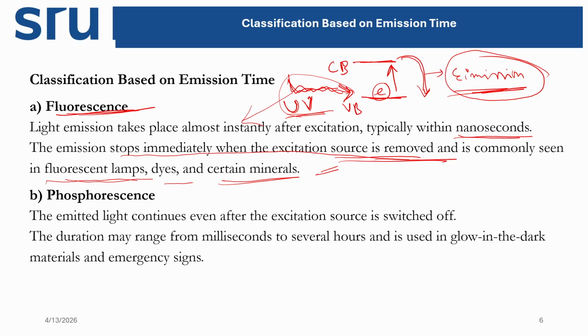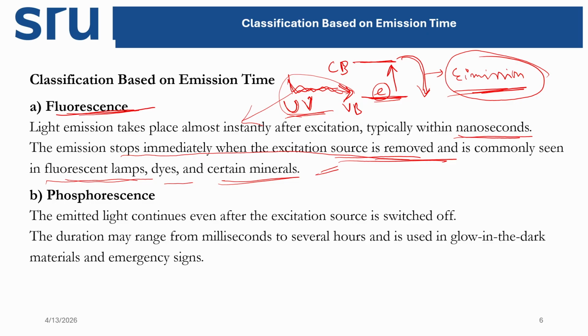This kind of behavior you can observe for fluorescent lamps or dyes, and it is also observed in certain minerals. So let's say we have excitation of the materials. Due to the excitation we have the luminescence property, and when the source of the light is available, at that time we will see the luminescence. When the source of the light is removed, then the luminescence property is stopped. So this is called the fluorescence property.